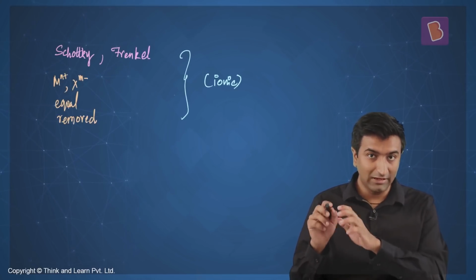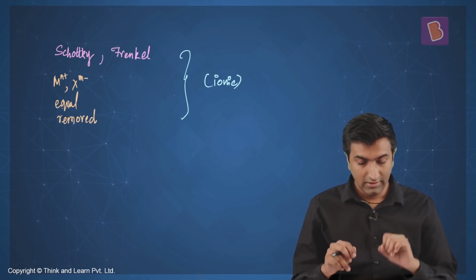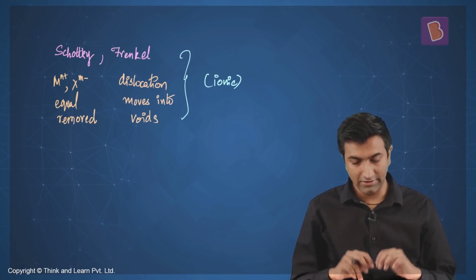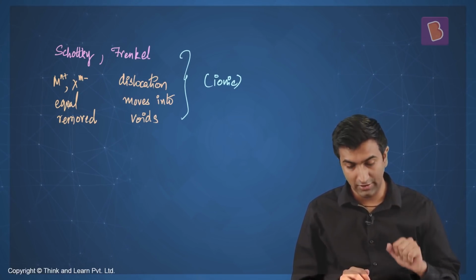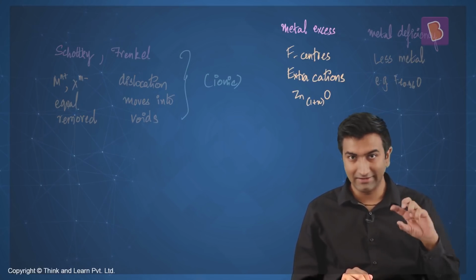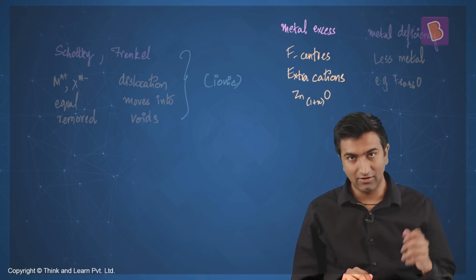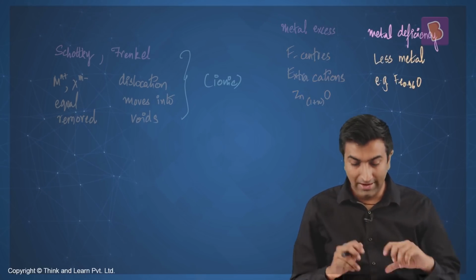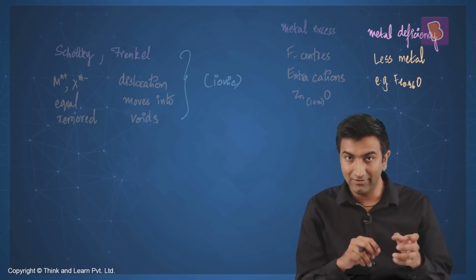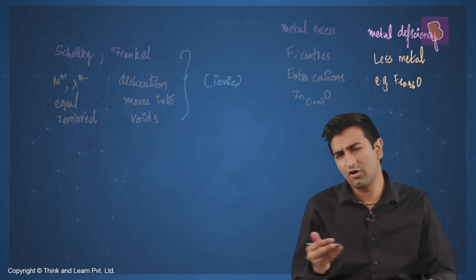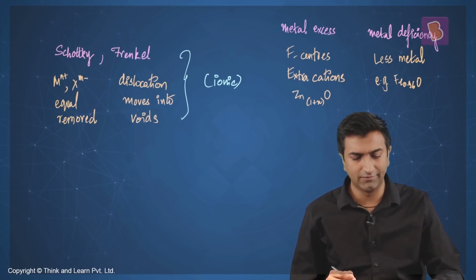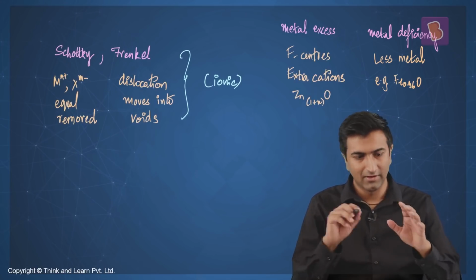Schottky, where you have an equal number of positive and negative ions removed, density does not change. Frenkel is where an ion is dislocated and moves into the voids. Again, density does not change. Now for the non-stoichiometric ones, metal excess and metal deficiency. Metal excess has the F center, that provides color, the extra cations. So things like Zn(1+x)O, and metal deficiency is when some of them are lower, so there's less metal than what you expect, so things like Fe0.96O. A question was tested long back in the JEE advanced exam based on this, but you could pretty much solve it using the idea of stoichiometry and just basic mass balance.